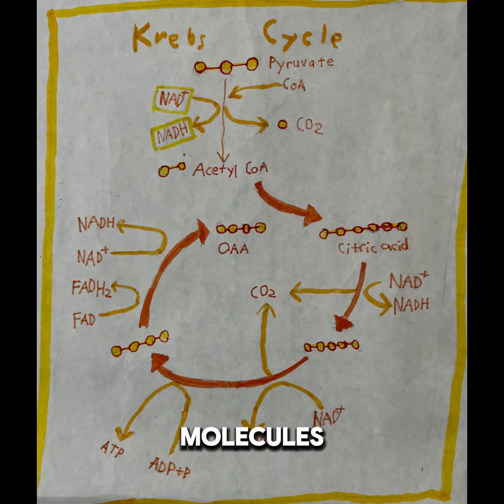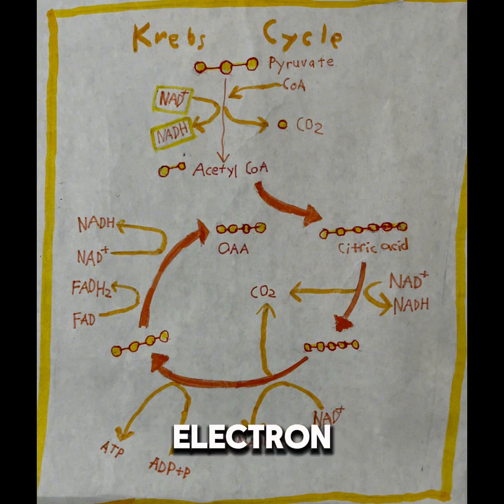The 2 pyruvate molecules are then transferred to the mitochondrial matrix where the Krebs cycle occurs. In the Krebs cycle, the pyruvate is converted into acetyl-CoA, where it undergoes multiple chemical reactions giving off electrons that are taken by NAD+ and FAD+ to the electron transport chain.